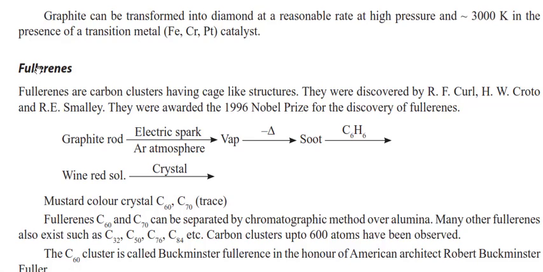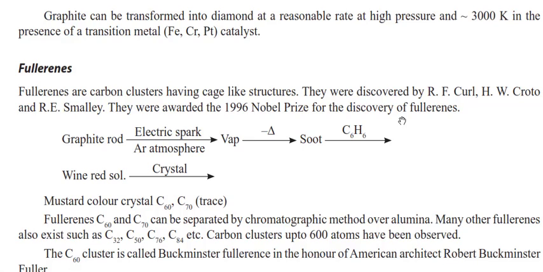Fullerene. There are 3 scientists who won the Nobel Prize in 1996 for the discovery of fullerene: R.F. Curl, H.W. Kroto, and Richard Smalley. So these are the 3 scientists who won the Nobel Prize for the discovery of fullerene.